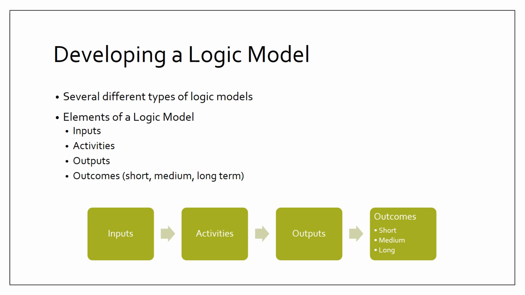The inputs are the resources used by the program. The activities are the processes undertaken to implement the change. The outputs are direct products from the activities. And the outcomes are the benefits derived from the program, usually expressed in short, medium, and long-term goals, which may be direct or indirect. Outcomes indicate a change from pre to post-program, typically more associated with behaviors, skills, attitude, and knowledge.